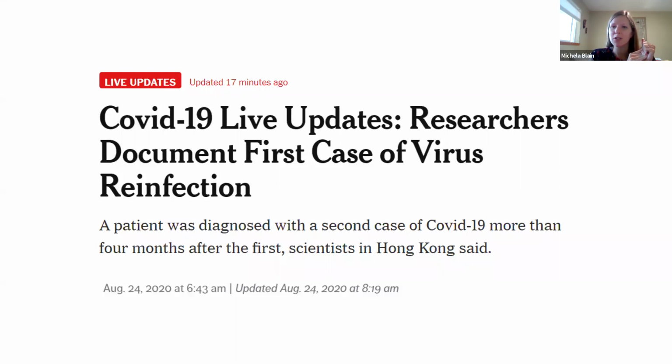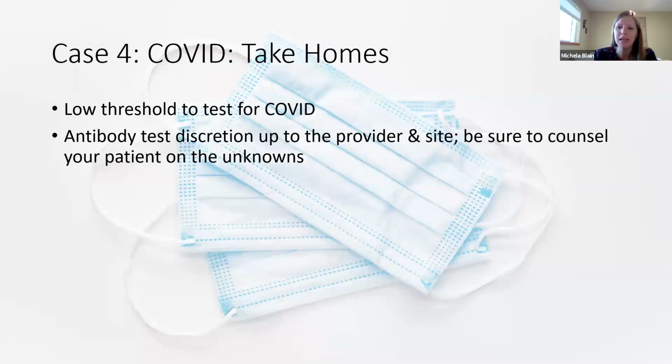And it goes to show a lot of things we've seen: folks who were exposed and had a mild illness right away don't have as strong an antibody response, and so their immunity may not be that long lasting. I think we still have good hope for the vaccine because it's going to use a lot of different mechanisms. Take homes for COVID are just a low threshold to test for active disease, and the antibody test is up to your discretion and your site's discretion. Just be sure to counsel your patient on the unknowns.